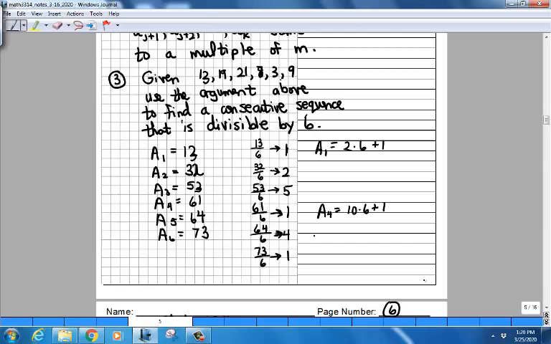So now, what happens when you take a sub 4 minus a sub 1? Well, that's going to be 10 times 6 plus 1, minus 2 times 6 plus 1. And of course, that turns out to be 8 times 6. So a sub 4 minus a sub 1 has to be a multiple of 6. Is that correct? Yeah, 61 minus 13 is 48, which is 8 times 6.